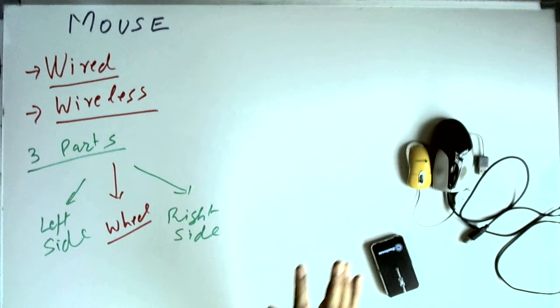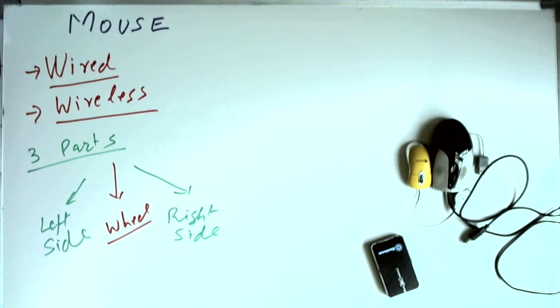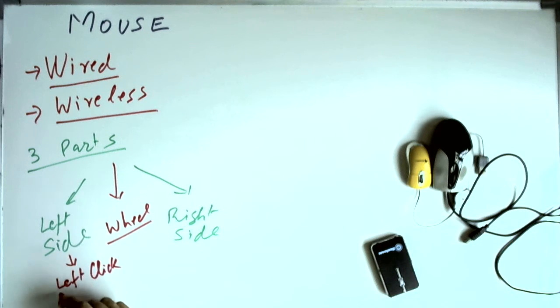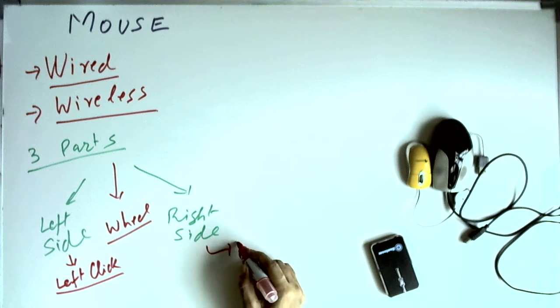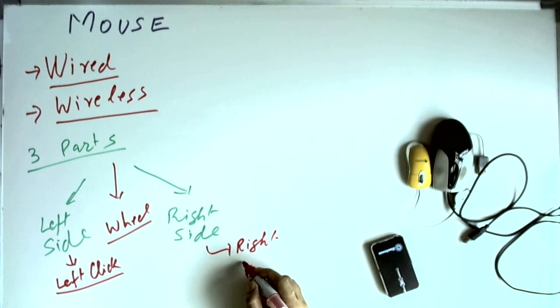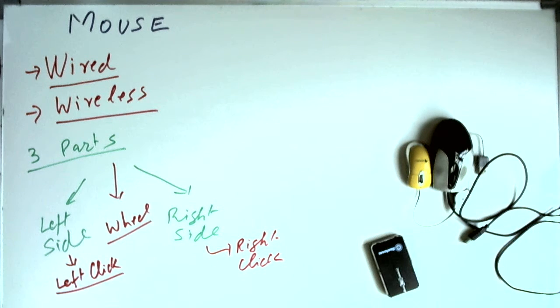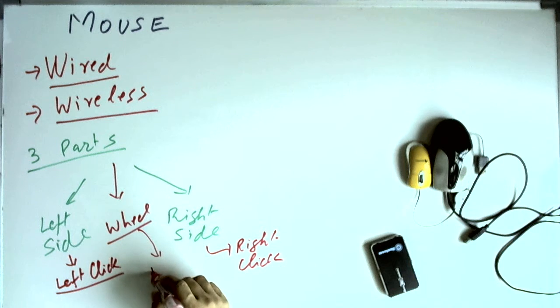Now, why do we have these three parts? Because we want to give different instructions to the computer, and therefore each part has a different purpose. So the left side, if we press the left side, that is called left click. Click means just press it gently, and right side means right click. And for the wheel, we can rotate it.